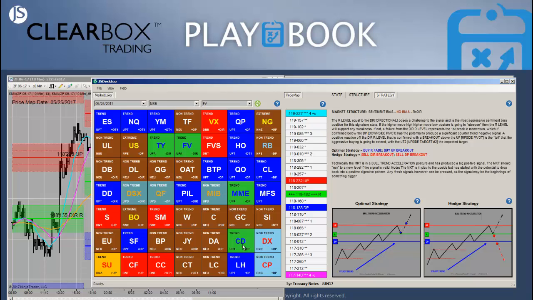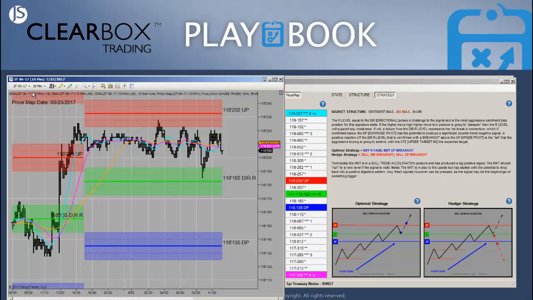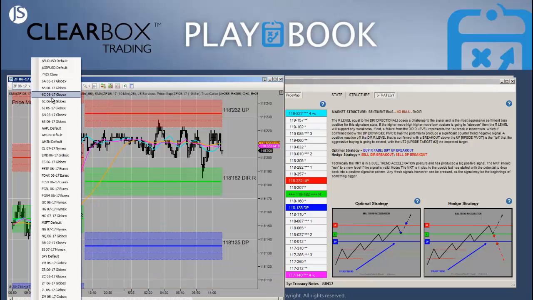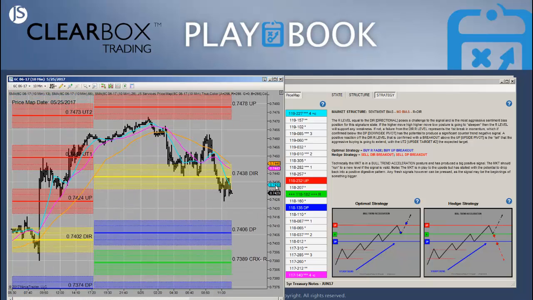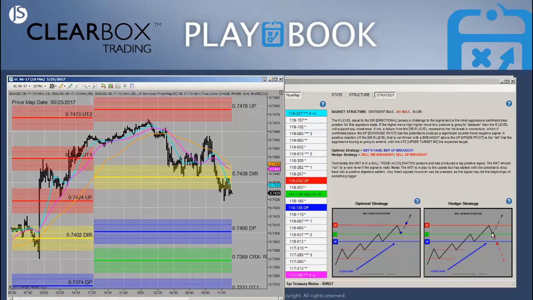The Canadian dollar is also in an aggressive market state. Let's take a look at that. That market is starting to break structure here. So the Canadian dollar is generating a sell signal here below the directional. Let's put together an automated strategy that can take advantage of a move from the directional down to the R level.